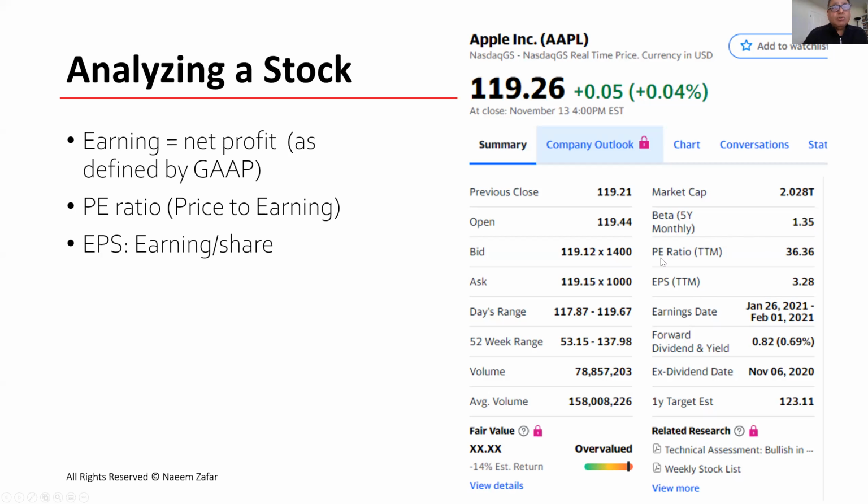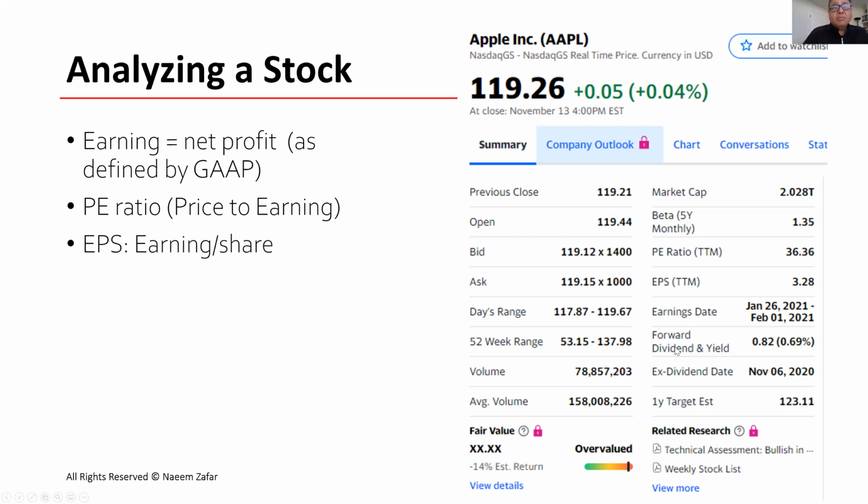Price to earning ratio. So what's the price of the stock, which is 119? How much is it expected to earn? Well, earnings per share is expected to be $3.28. So you divide 119 by $3.28, that gives you the price to earning ratio. When will the earnings be announced? January 26, 2021 to February 1. This is the date when they'll be computing and announcing.